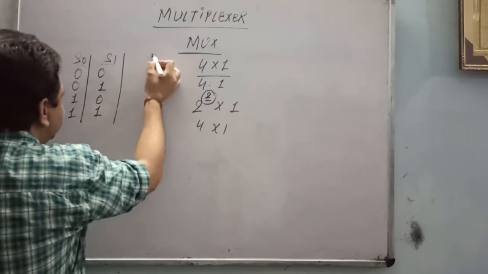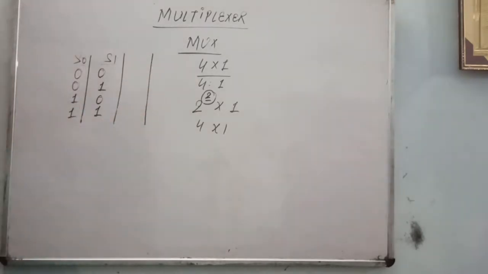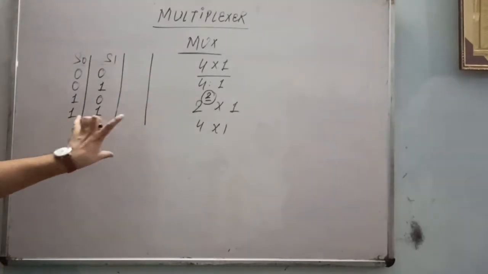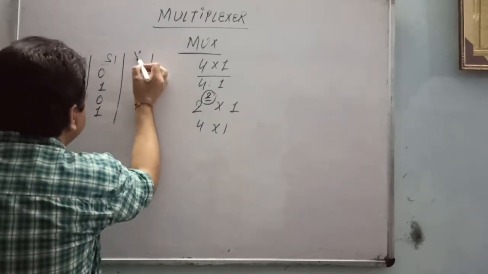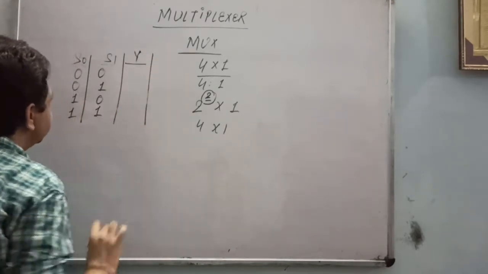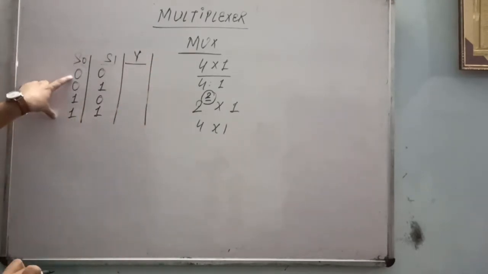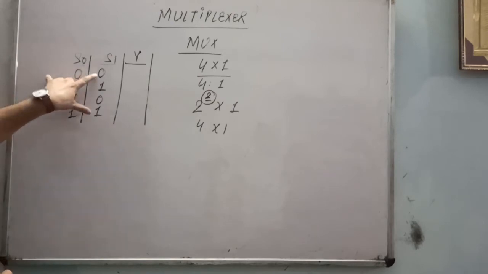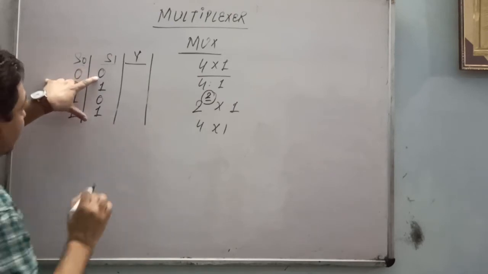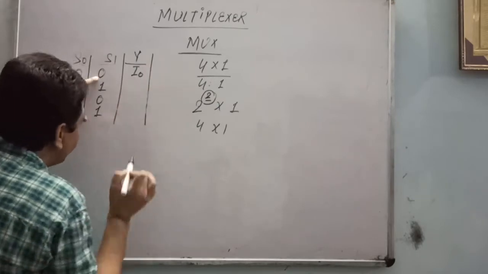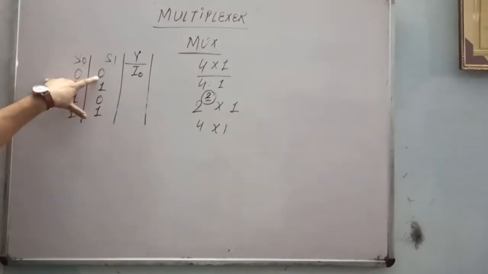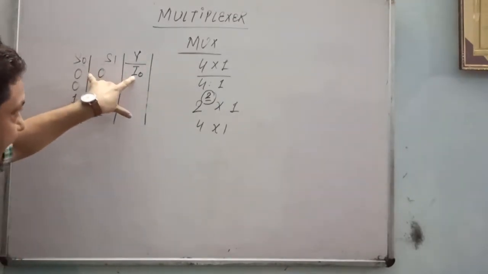Understand? Now this column is for input. This is for selection lines and this is for input. One second. Okay, just a moment. For 0, 0, if S0 and S1 are 0, both the selection lines are 0, then I0 input will be selected. I am just taking the I as an input.